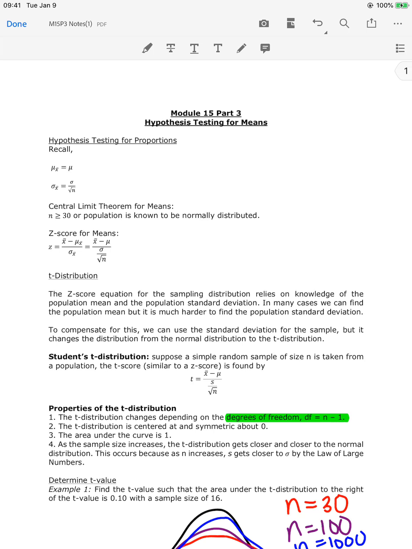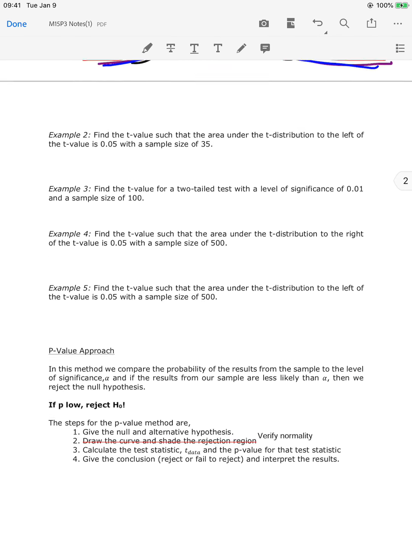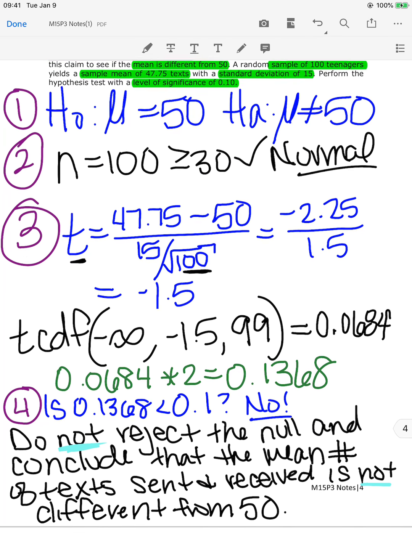The calculator video I had actually previously recorded, and I talked about comparing to alpha over 2 with a two-tailed test. Go ahead and just completely disregard that. I recorded the calculator video way before, and so I made some changes to how I introduced the two-tailed test to you. So you're always comparing the probability to alpha, never alpha divided by 2. And that's because we took our probability and we multiplied it by 2. All right. So this is it for Module 15, Part 3.